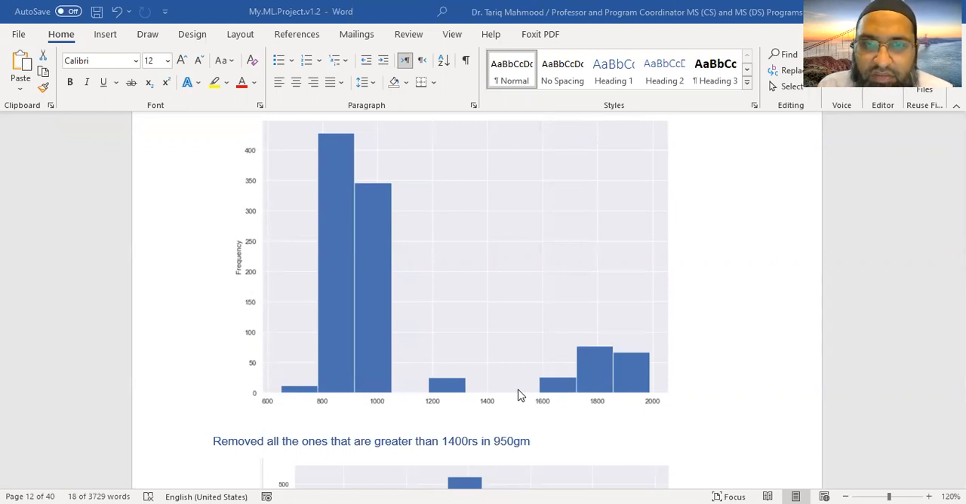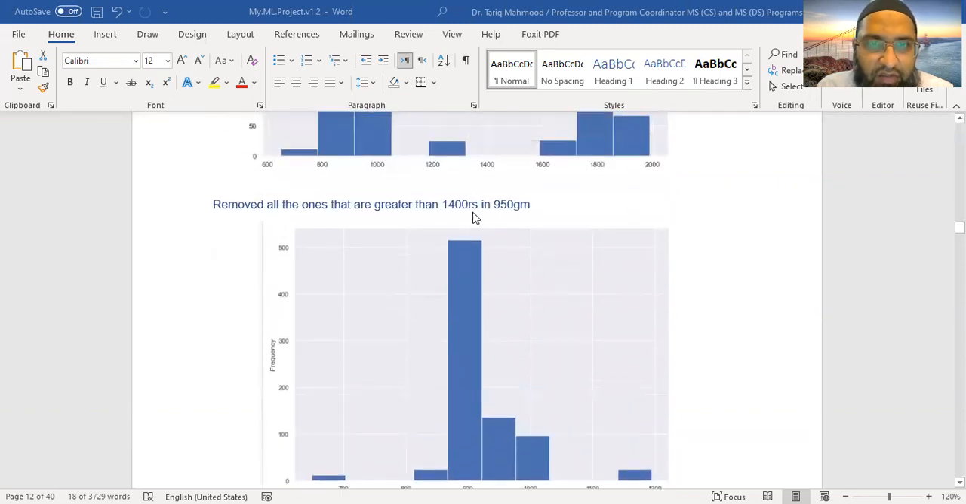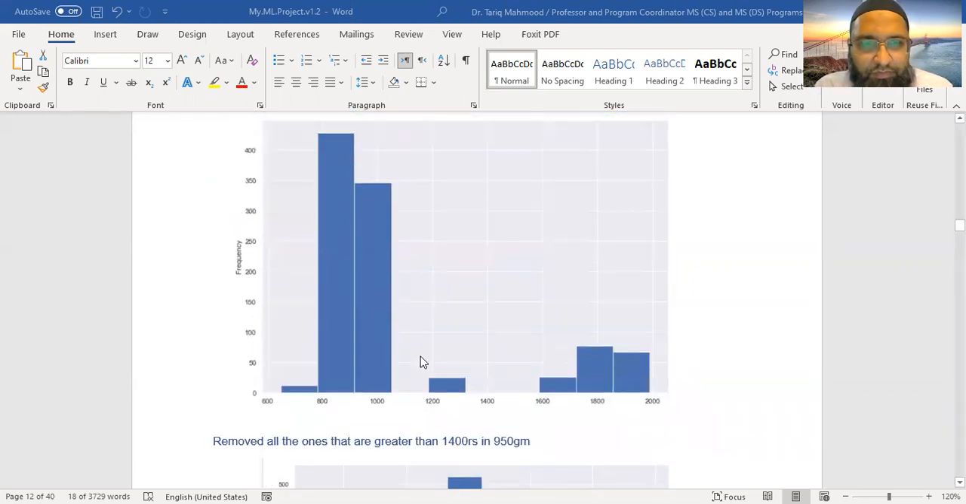So this is a pretty skewed distribution, which is not going to make our forecast simple. So we need to normalize it somehow. We just filtered by removing the bars which are greater than 1400 rupees, because they do not represent the normal distribution of our price data. Now this seems to represent the normal curve more than the above case, which is definitely skewed.